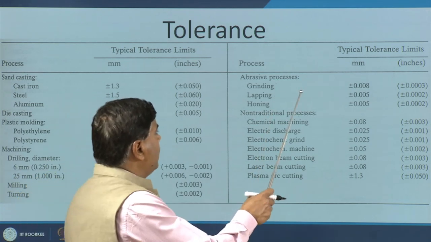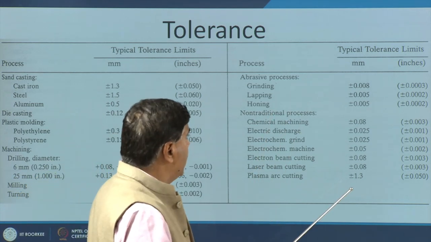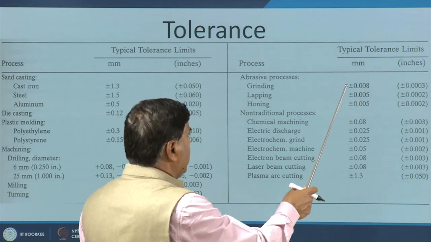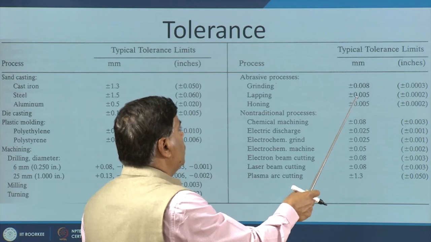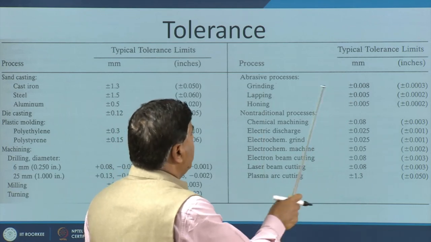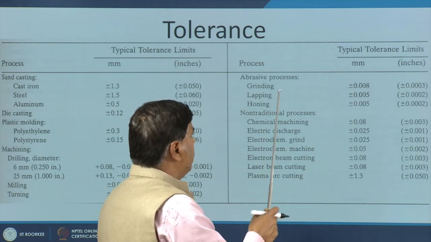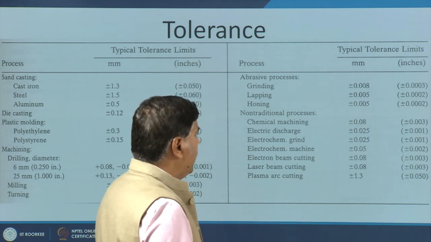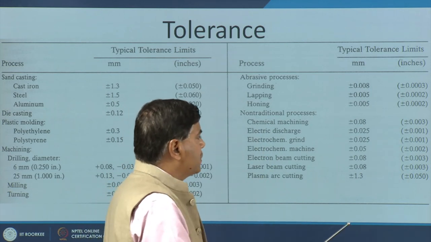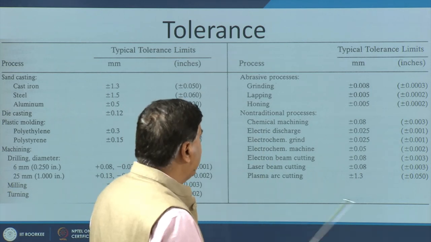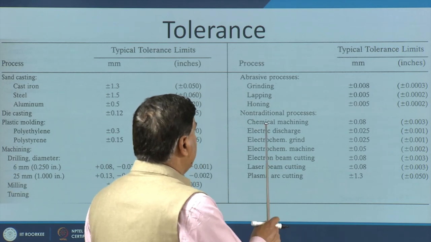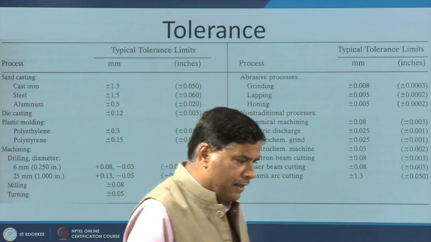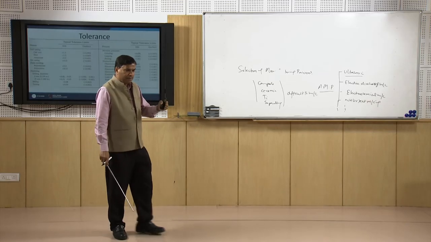Then abrasive processes offer further closer control over the dimensions, that is what we can see from the very close tolerance limits. For grinding it is plus minus 0.08, for lapping it is 0.05 and for honing it is 0.05. And the non-traditional machining processes offer somewhat higher tolerance limits, like for chemical machining it is plus minus 0.08.